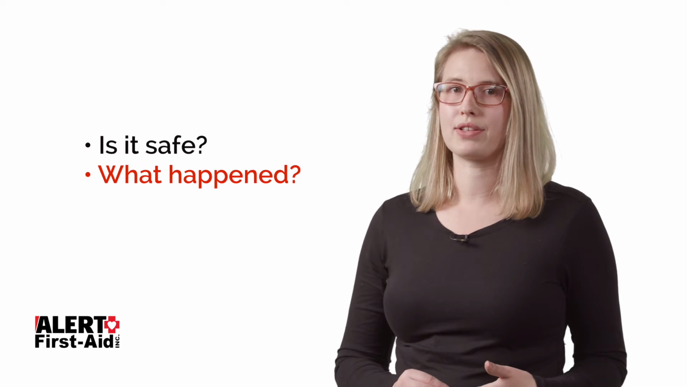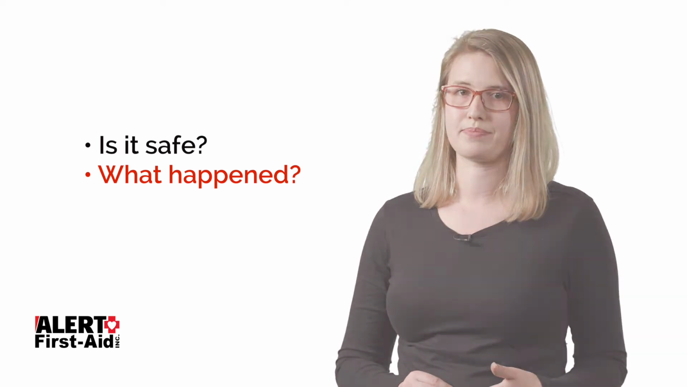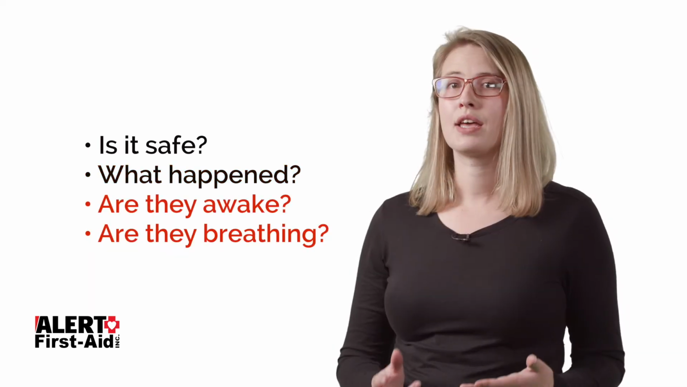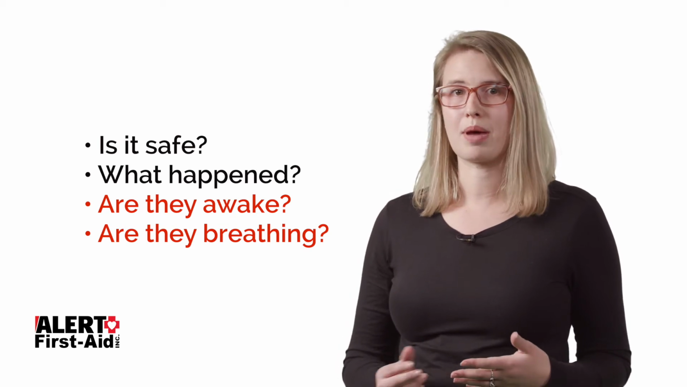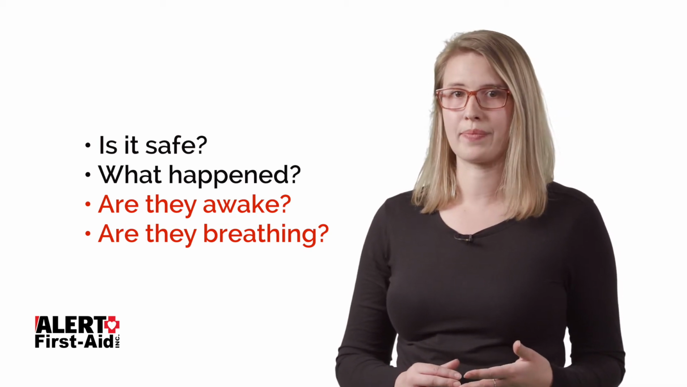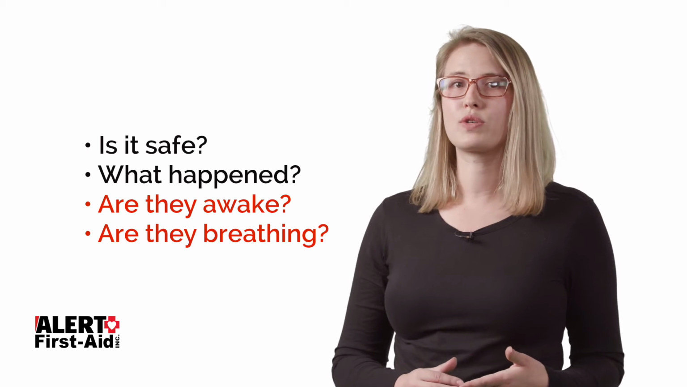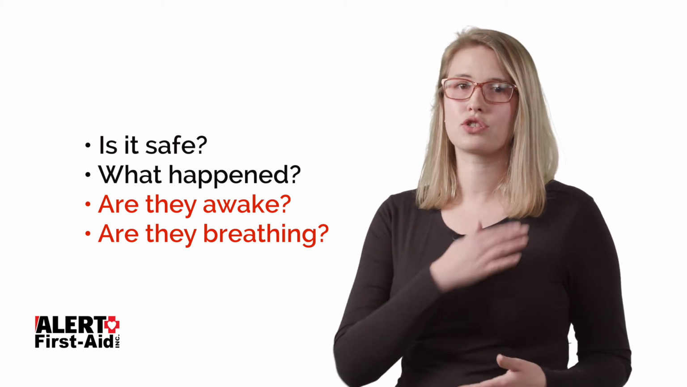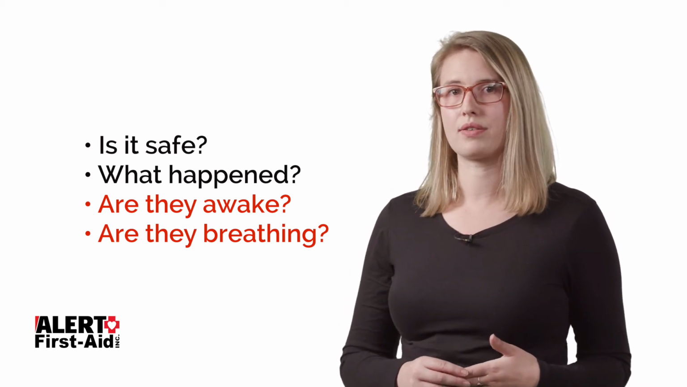Once we know that our scene is safe and whether or not we're worried about a spinal injury, it's time to check the person. Are they awake? Usually you can tell pretty quickly. They might be talking or yelling depending on the injury. If they're not, try to approach them from where they can see you. Squeeze their shoulder or their hand to see if they respond.